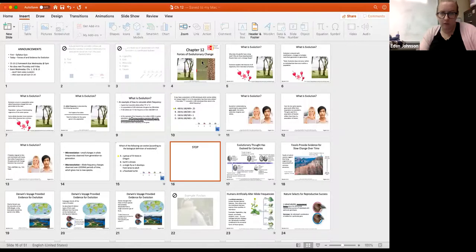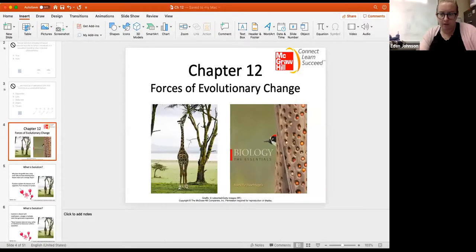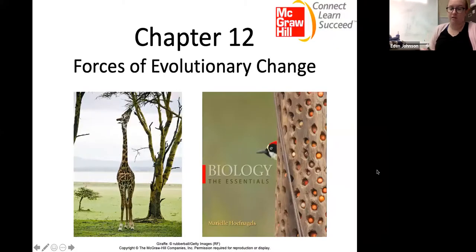So for today, we are going to go over chapter 12, which I'm sharing my screen with you now. And chapter 12 is all about forces of evolutionary change. Okay, so last time we talked about chapter 1, the scientific method, as well as the 5 characteristics of life. And our last characteristic of life, which we're going to talk about throughout this course, was evolution.